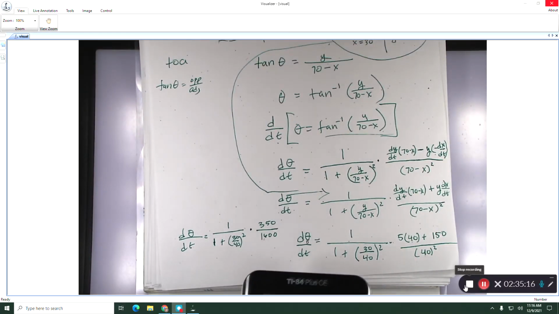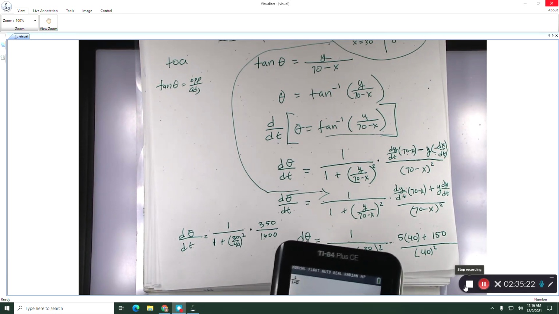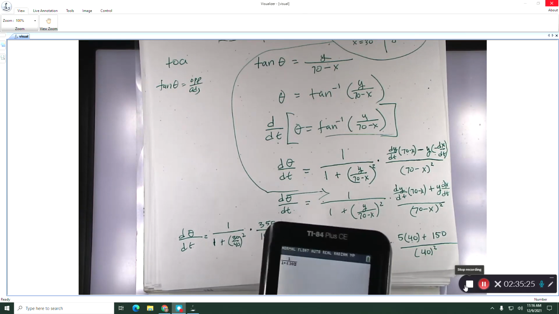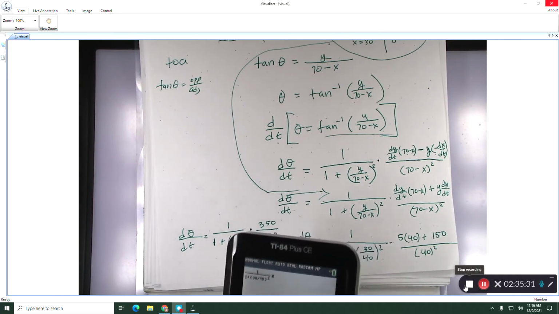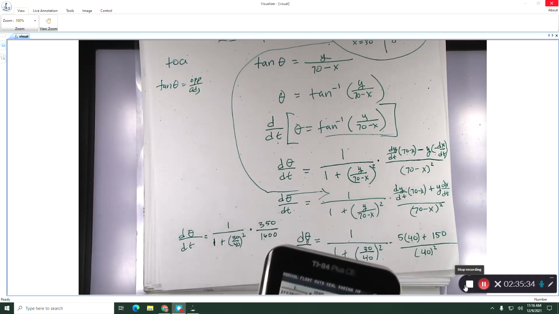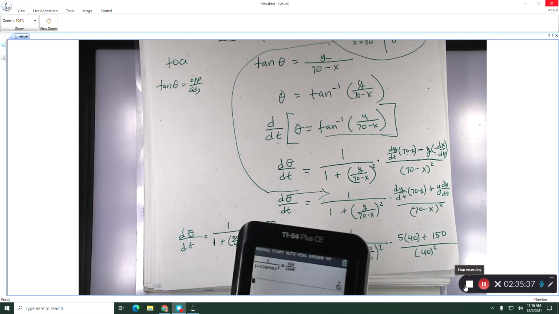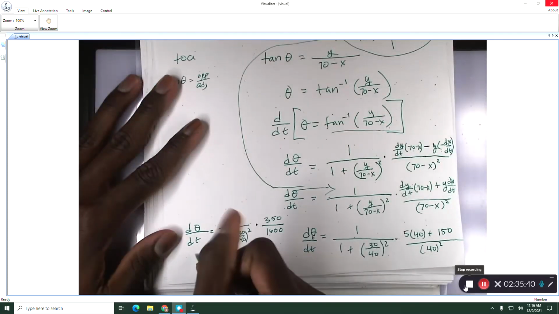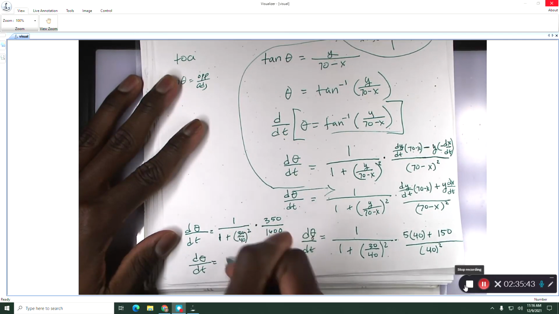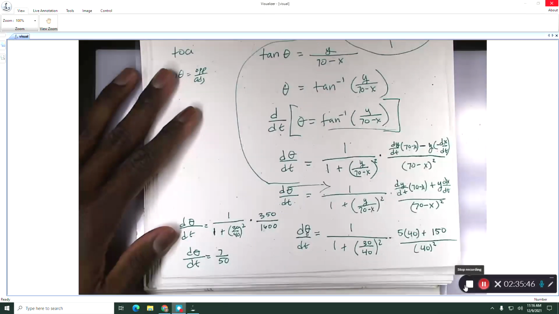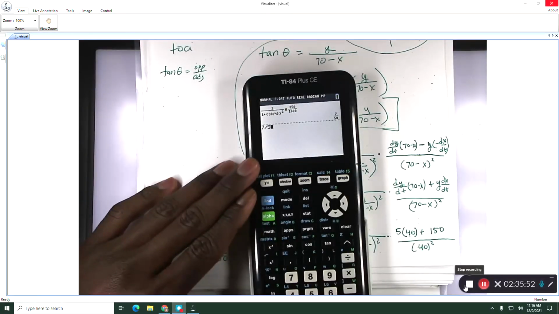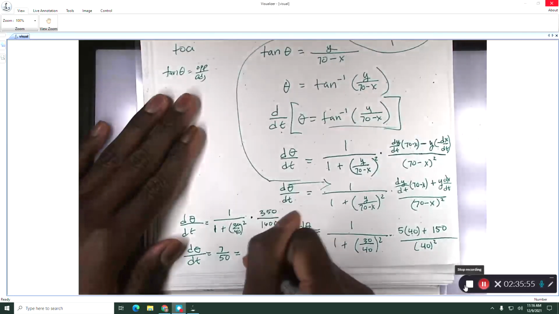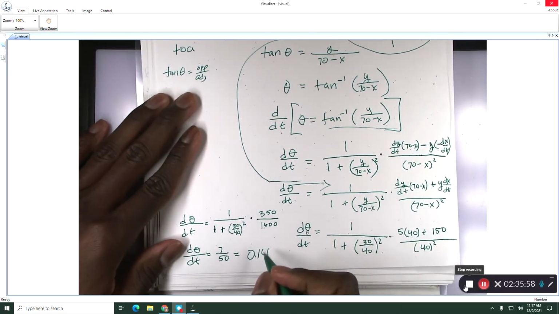I hope not. I'm going to press alpha, y, enter. 1 divided by 1 plus 30 divided by 40 squared times 350 over 1600. You get d theta dt is 7 over 50. Okay, and that is the same thing as 7 divided by 50 is 0.14.